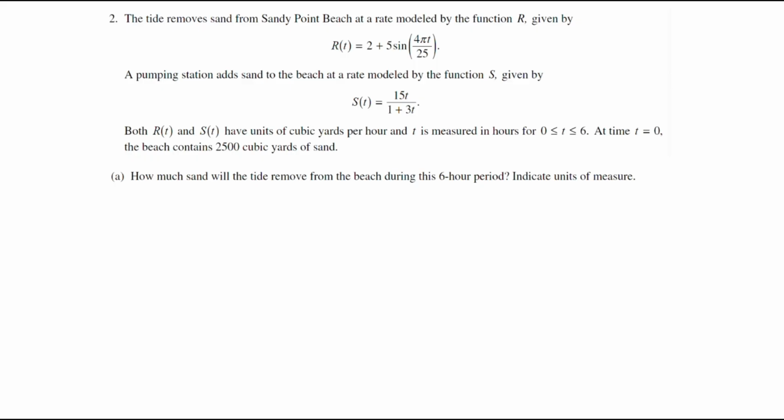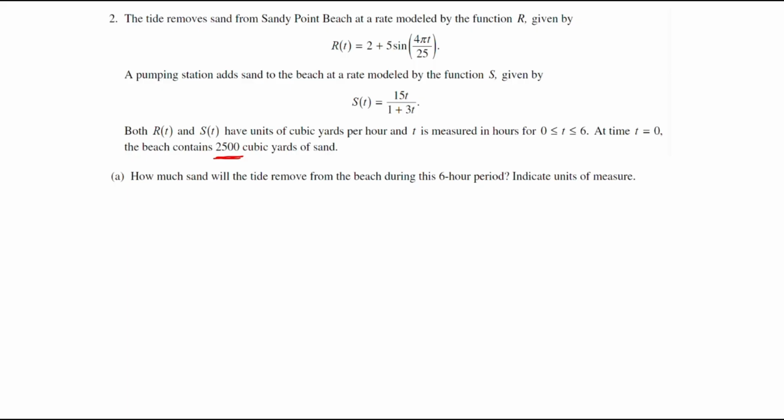The units are cubic yards per hour. T is hours from 0 to 6. And we have an initial condition that initially the beach had 2,500 cubic yards of sand at T equals 0. And part A just asks, how much sand will the tide remove from the beach during this 6-hour period?